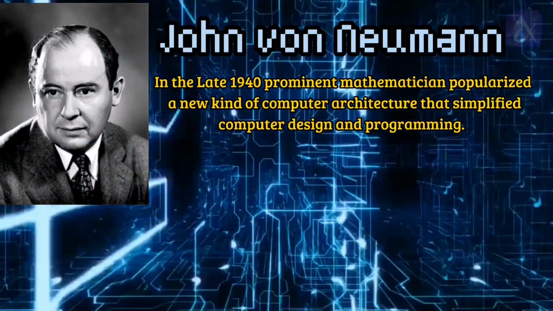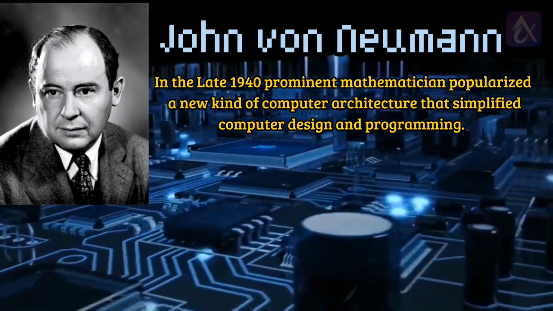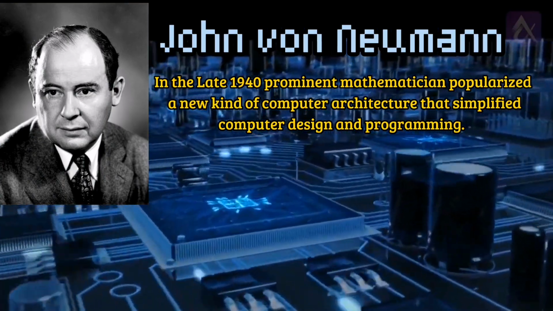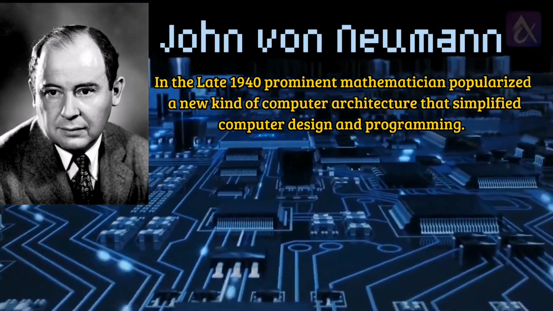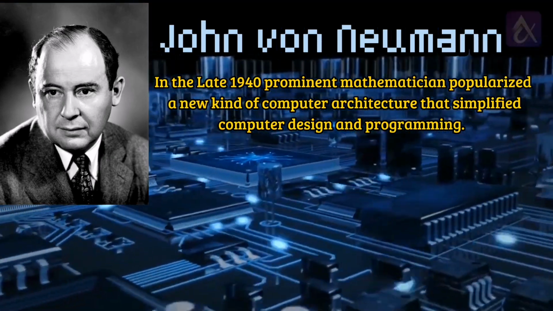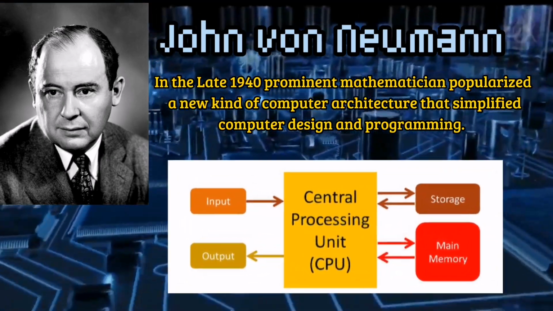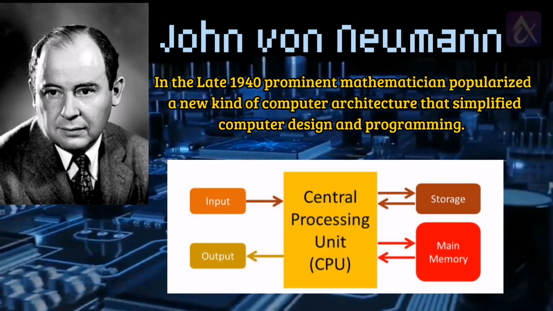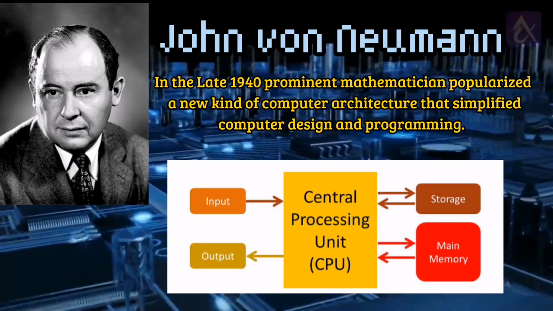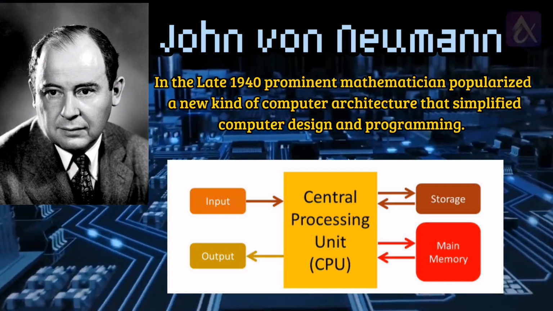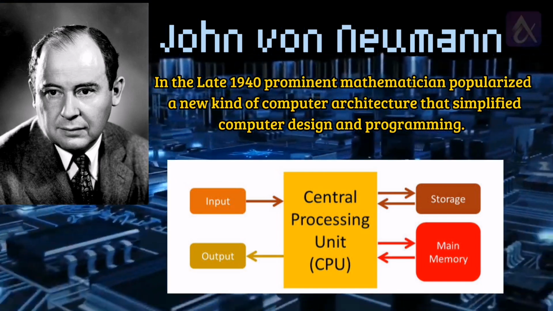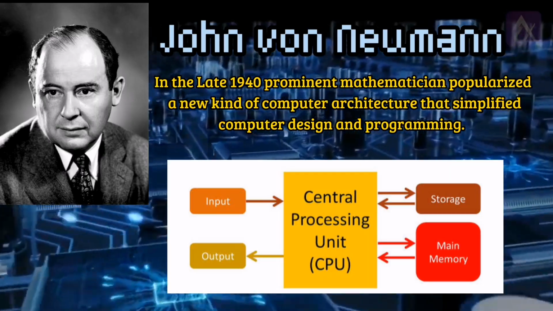John von Neumann. In the late 1940s, this prominent mathematician popularized a new kind of computer architecture that simplified computer design and programming. His idea for a stored program computer reimagined the general-purpose computer as three separate systems: a main memory, a CPU, and input and output.